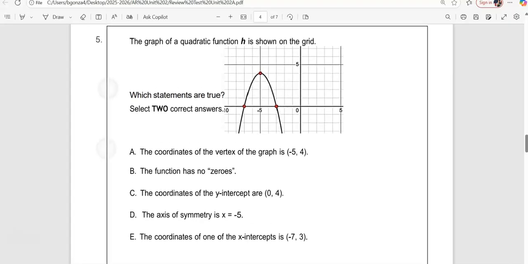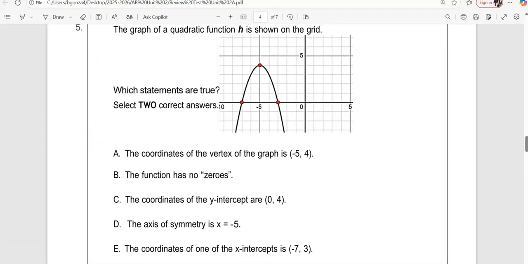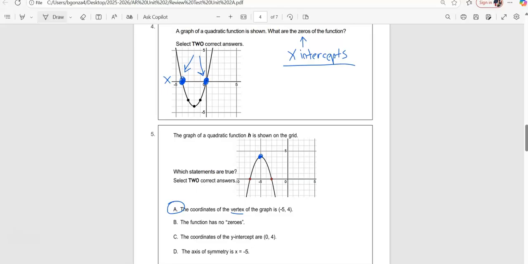On here, whoa. The graph of the quadratic is shown on the grid. Which two statements are true? The coordinates of the vertex is -5, 4. -5, 1, 2, 3, 4 is right there. That is the vertex. That's great. The function has no zeros. Now, do we remember that zeros are x-intercepts?